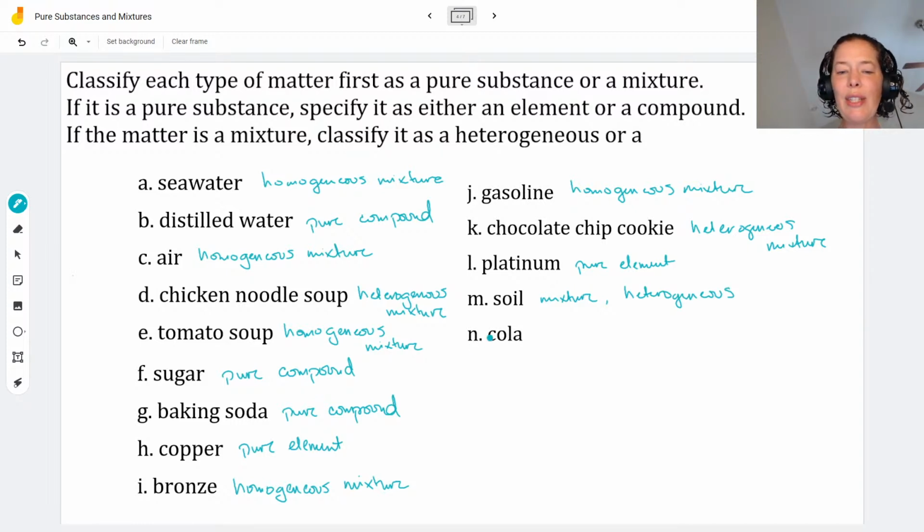Okay, so our last one is cola. This could be any cola you like. So is it a pure substance or a mixture? Well, cola is definitely a mixture. If you look at your can or your bottle, you'll see a whole list of different ingredients. But again, if you pour yourself a glass of that cola, would you be able to tell, if you used a straw and took a sip from the bottom or from the top or midway through? No, it would all be very uniform. This is a homogeneous mixture.